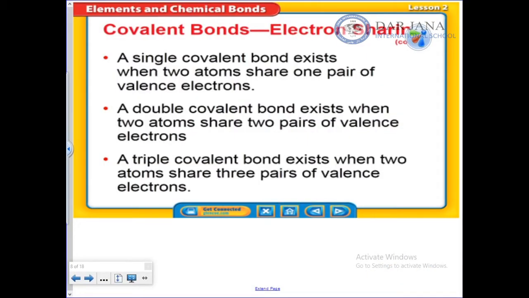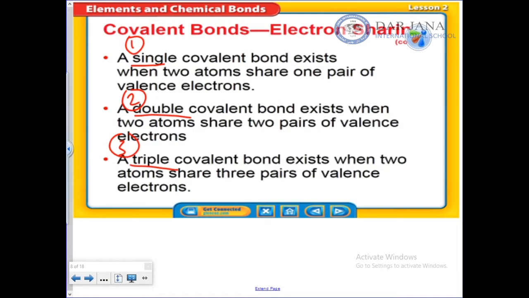Now, what are the kinds of covalent bonds? Mainly we have three kinds of covalent bonds. We have the single, this is one, we have a double, this is two, and we have triple, this is three. So three kinds of covalent bonds: single, double, and triple. How can each one exist, or in which case?